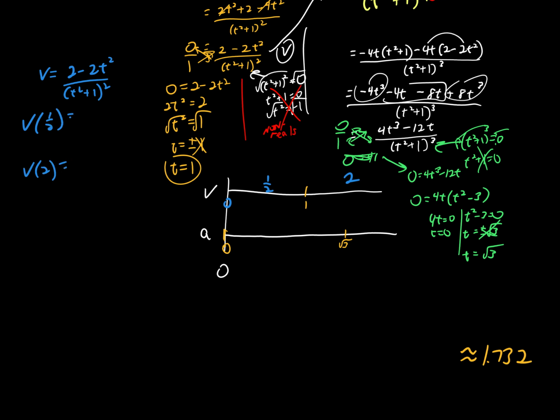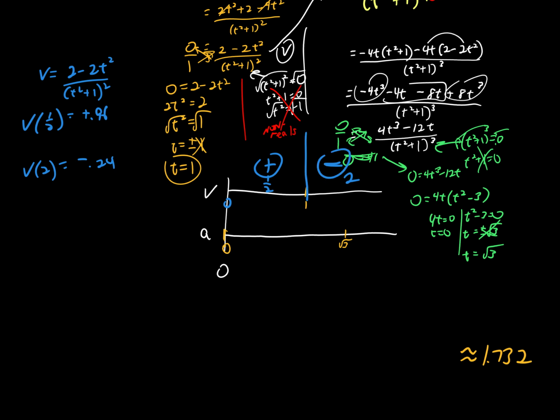In the interest of time, because these videos are getting very long, you can plug in these values. This is what happens. At time 1/2, the velocity is a positive 0.96-ish, which means it's positive. And then when you plug in a 2, you get negative 0.24-ish, which is negative. And that's the difference there.